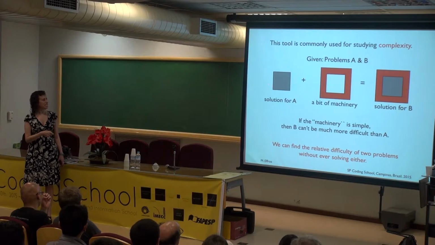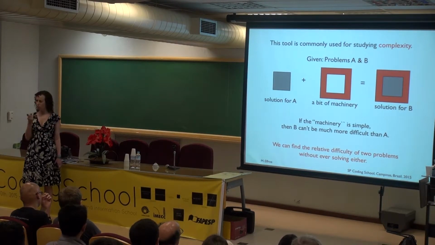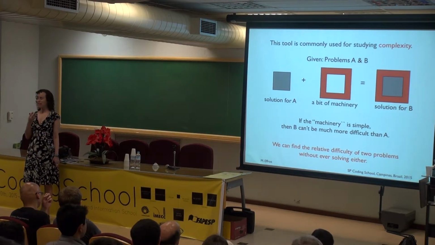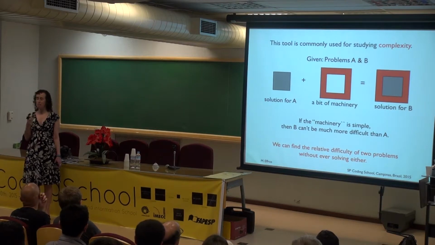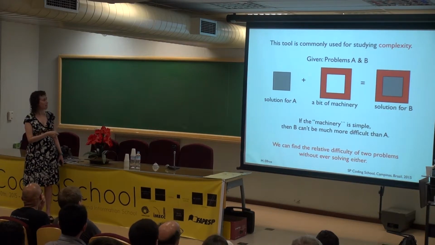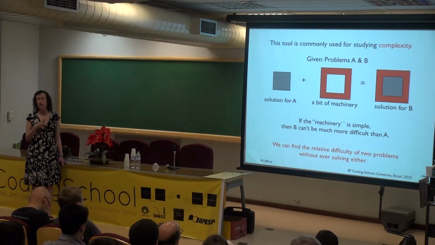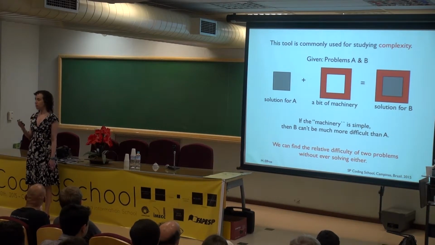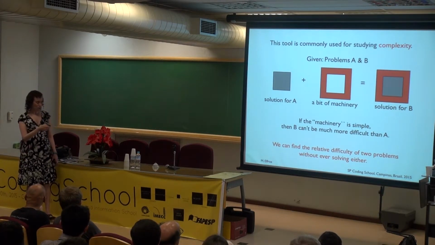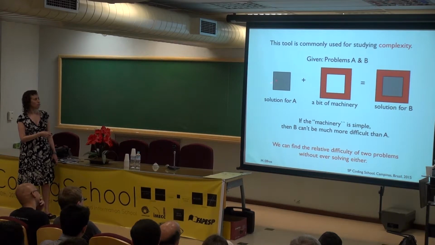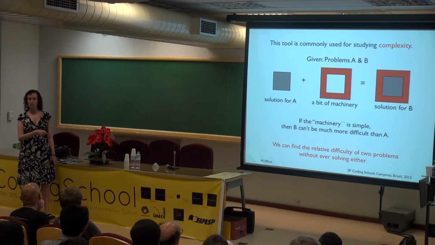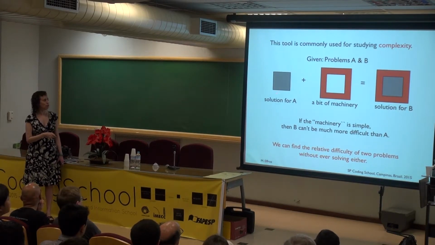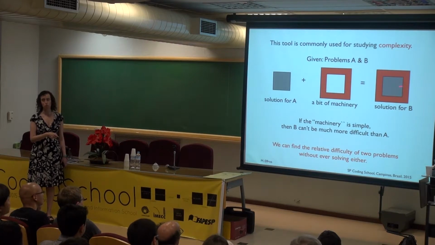So in complexity theory, they use this very simple reasoning to make a very powerful statement. They can make statements about the complexity, or at least the relative complexity of two problems, even when the complexity of each of them is unknown. So you may not know how hard A is to solve, but you can still say that problem B is not much harder if you can just design this machinery. Machinery that guarantees that any solution for A could be turned into a solution for B.